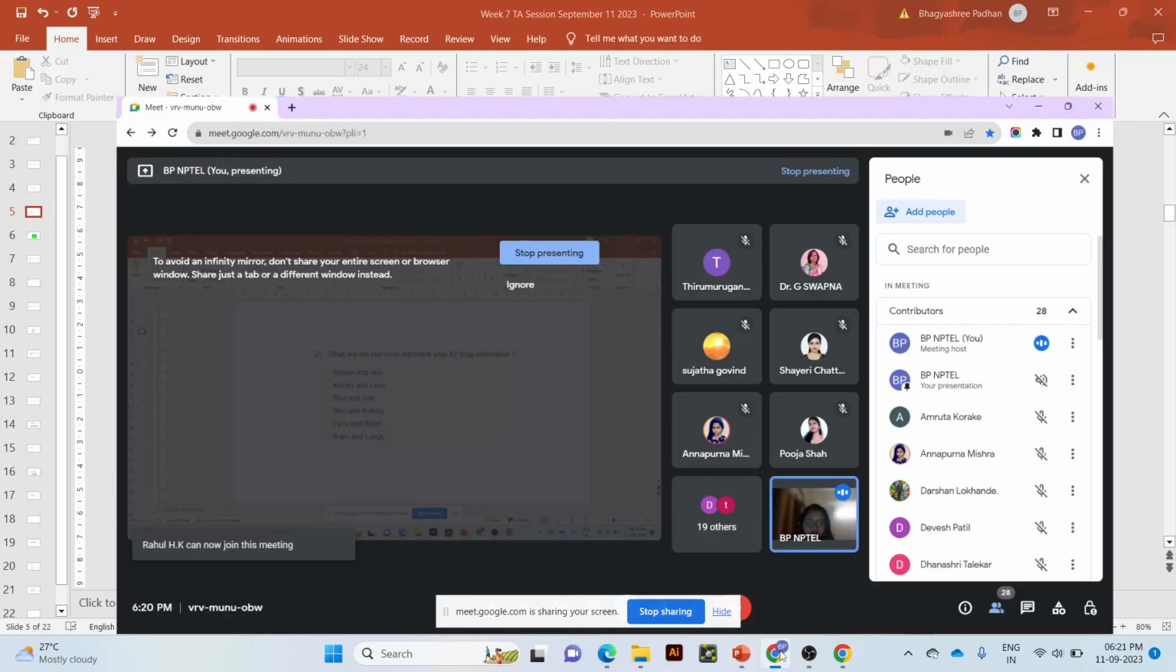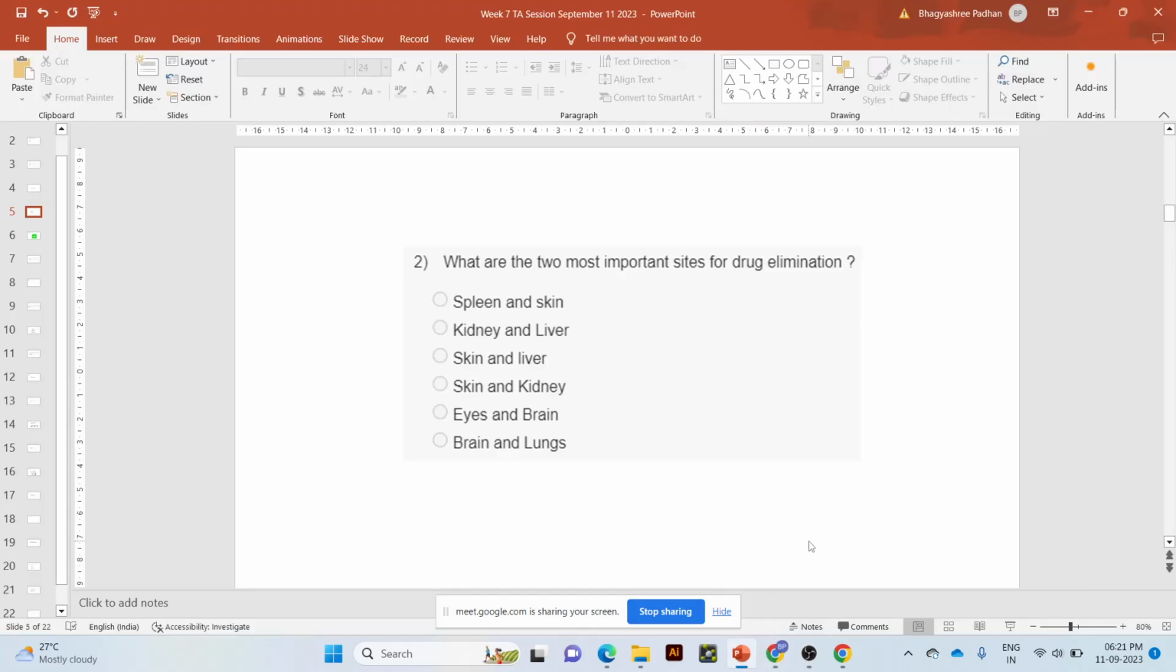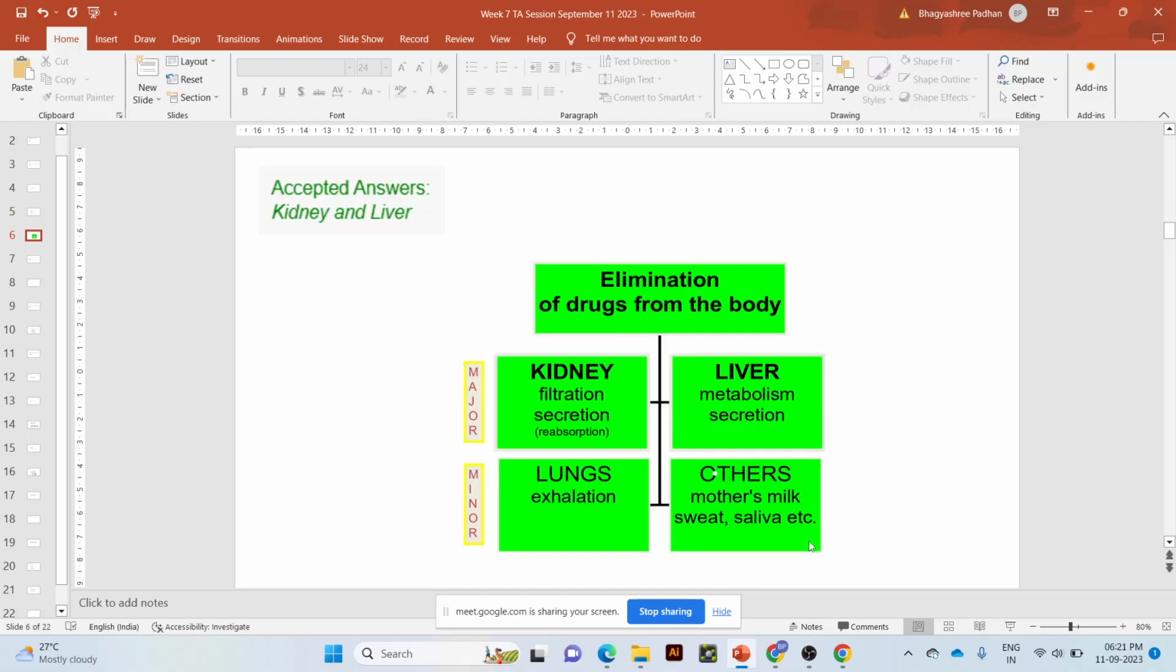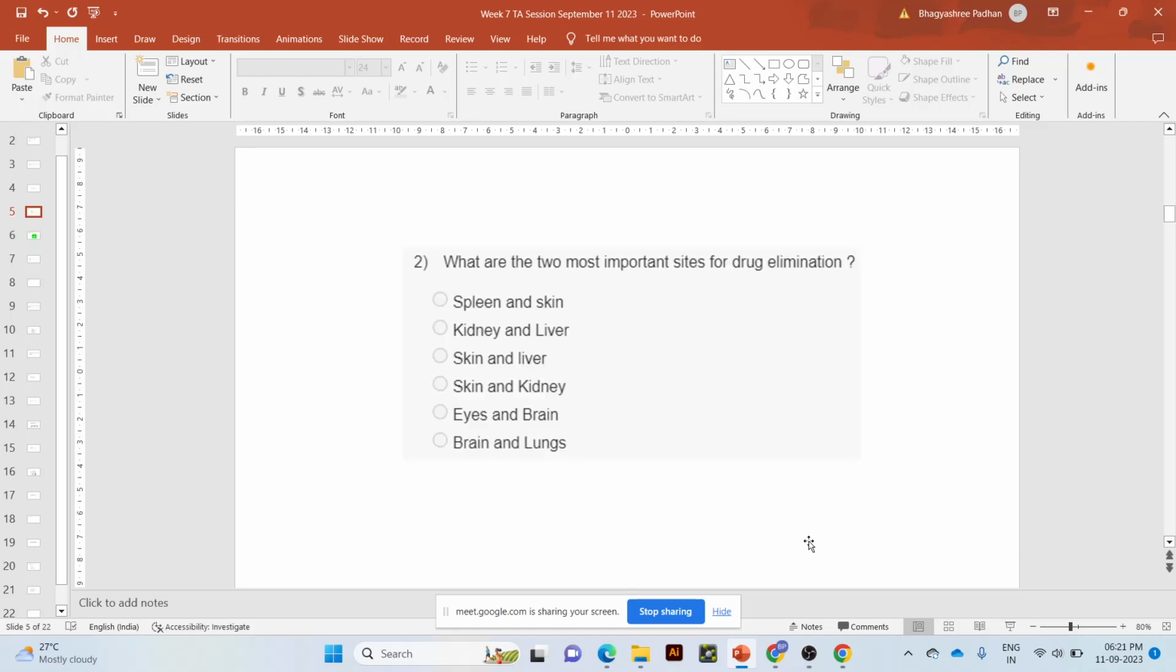Next question. What are the two most important sites of drug elimination? Spleen and skin, kidney and liver, skin and liver, skin and kidney, eyes and brain, brain and lungs. So kidney and liver will be the major routes of drug elimination. Kidney via filtration, secretion, and reabsorption, and liver via metabolism and secretion. Other minor elimination of drugs happens via lungs, via exhalation, and it can also be via mother's milk, sweat, saliva, etc. Skin cannot be an important site for drug elimination other than sweat.